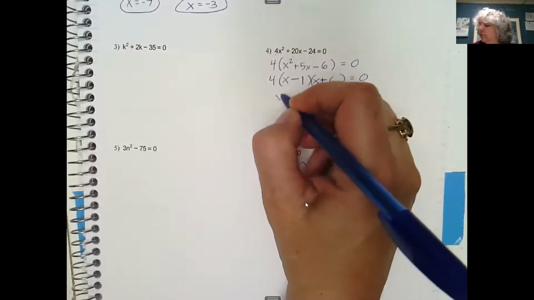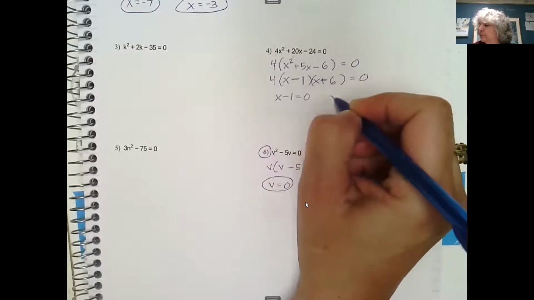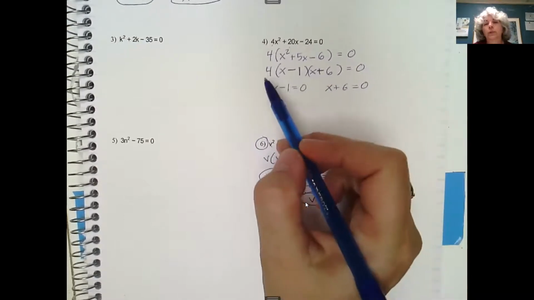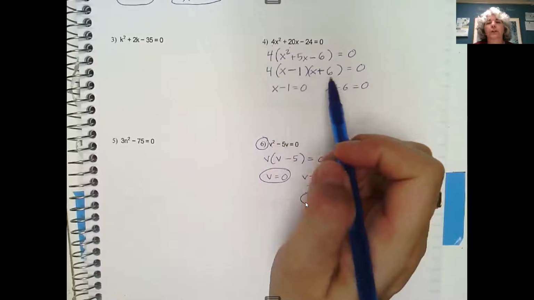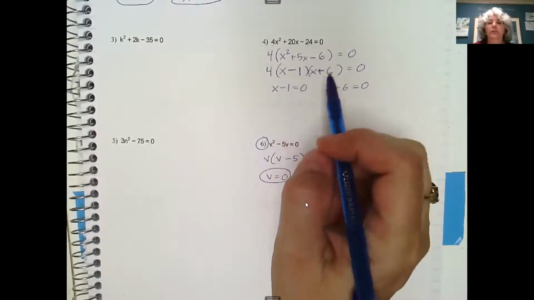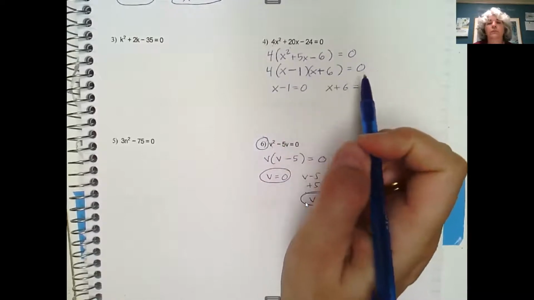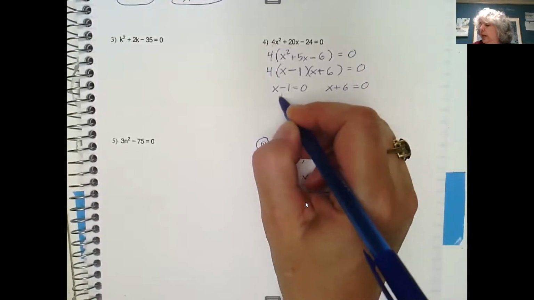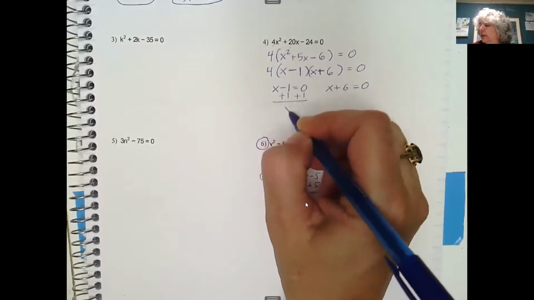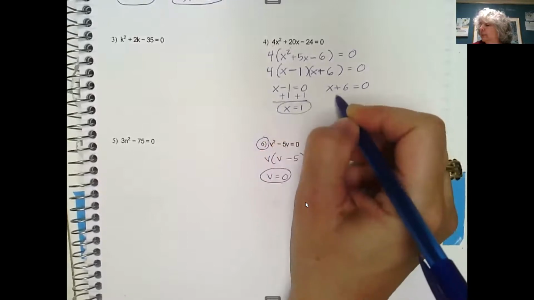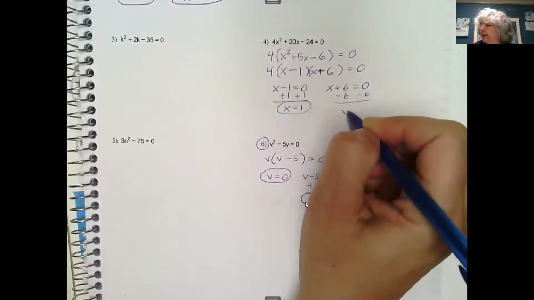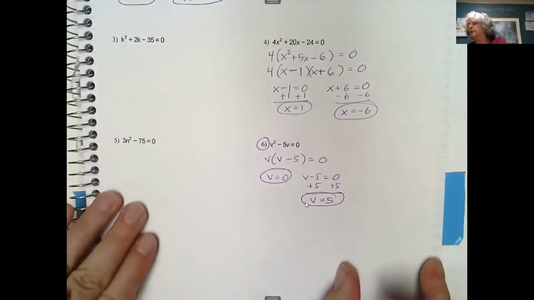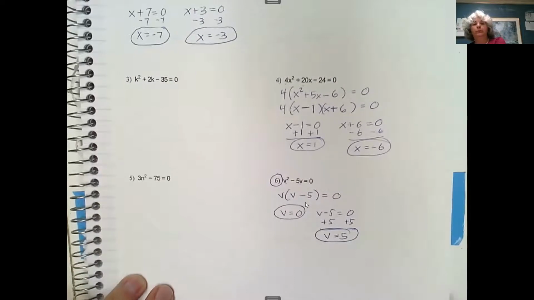Now I'm just going to write the factors equal to 0. I can disregard the 4 because I could divide through by 4, and I would have these two factors equal 0. 0 divided by 4 would still be 0, so that makes this simpler. I'm going to add 1 here, and I get x equals 1. I'm going to subtract 6 here, and I get x equals -6. Okay, so that is 3 examples from the first page.